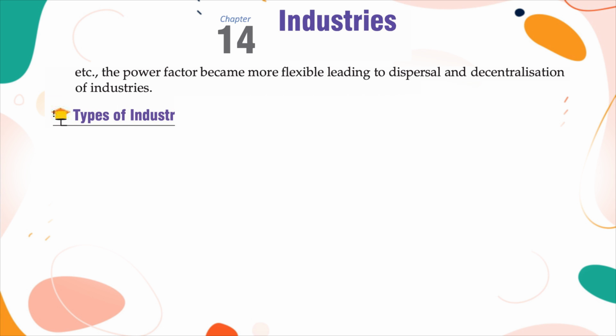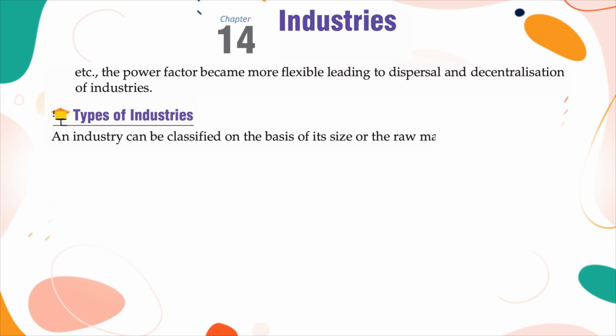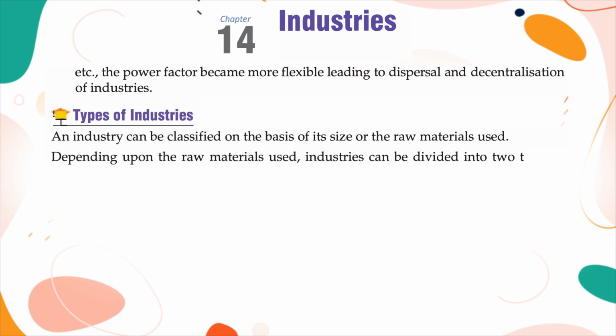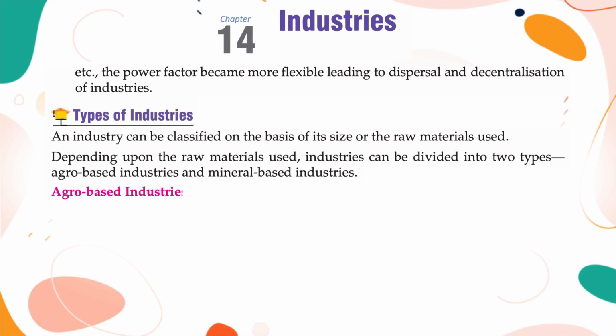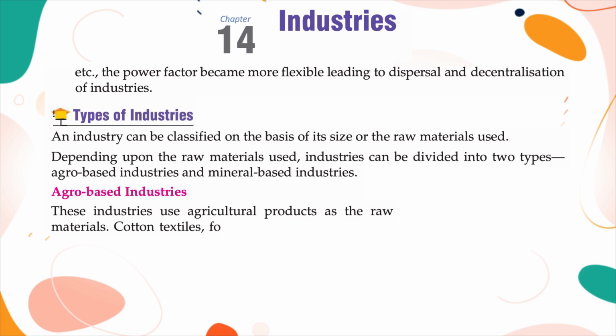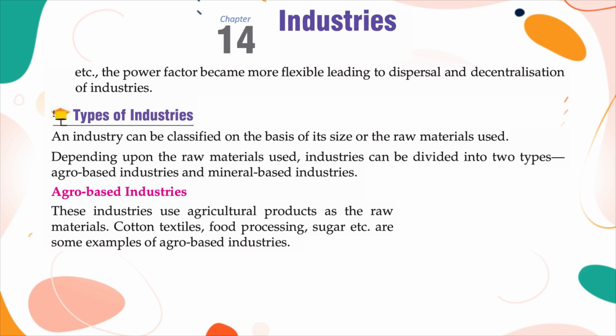Types of industries. An industry can be classified on the basis of its size or the raw materials used. Depending upon the raw materials used, industries can be divided into two types: agro-based industries and mineral-based industries. Agro-based industries. These industries use agricultural products as the raw materials. Cotton textiles, food processing, sugar, etc. are some examples of agro-based industries.